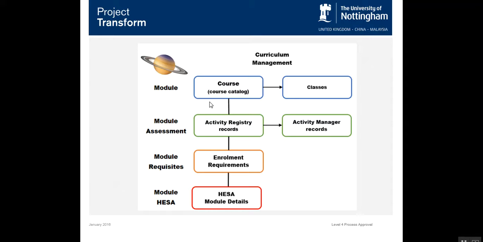Now, when the student goes to enroll on a class, the system will look at any requirements and say, right, to enroll on module B, you have to have done module A, and it will check the student's record to make sure they've completed module A. If they haven't, it won't let them enroll.